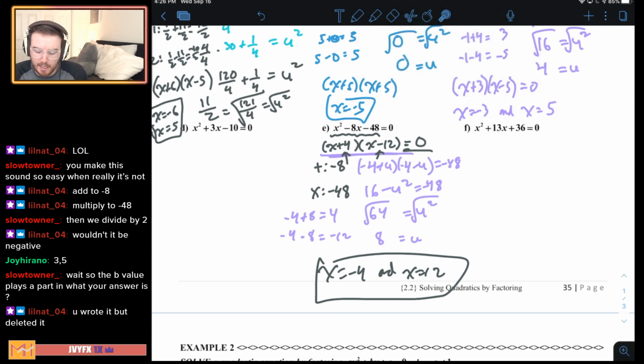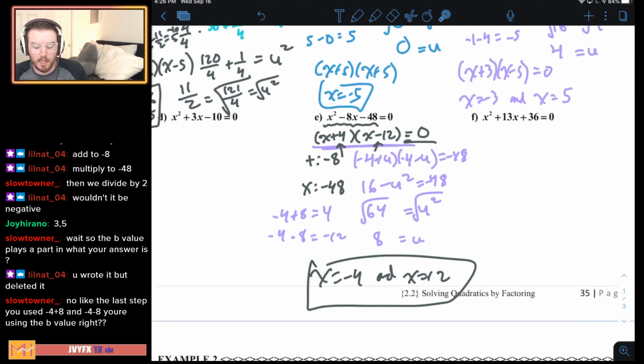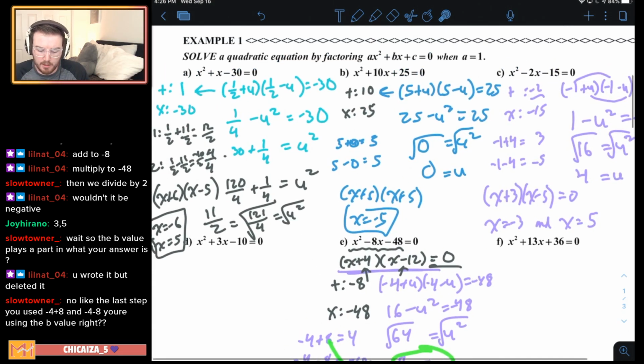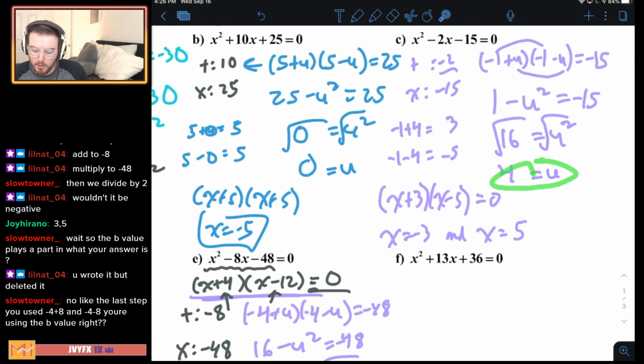So what did we do last class? We graphed the left-hand side, we graphed the right-hand side, and we looked to see where it intersected. No, like the last step, you used negative 4 plus 8. You're using the b value? No, that's what u happened to become, right? The u that I solved for happened to be 8. Remember, b was negative 8, right? This happened to be 8, so boom, boom. Like in these examples here, right? My u value, like in this one here, ended up being 4, so I went boom, boom. b was negative 2.